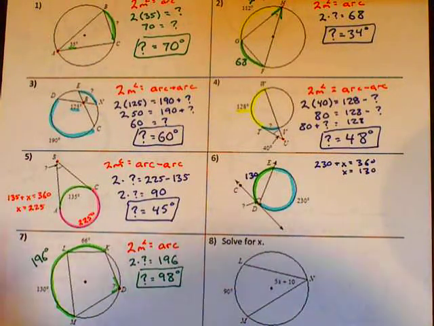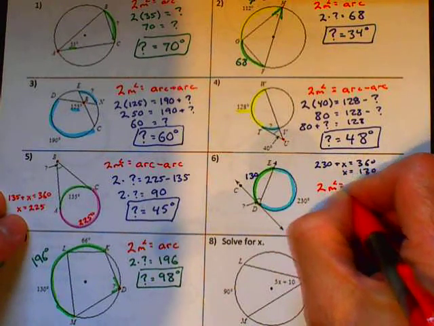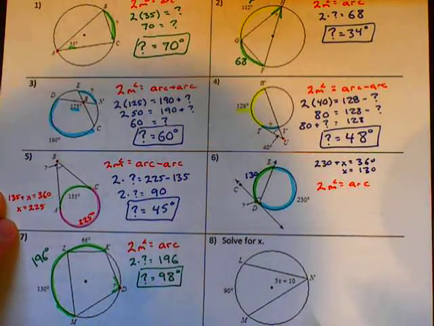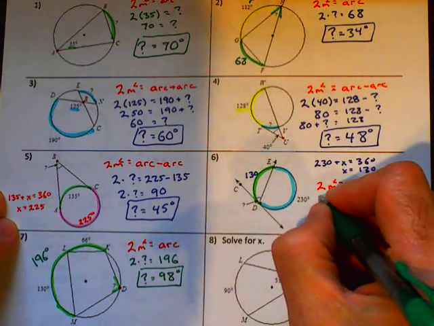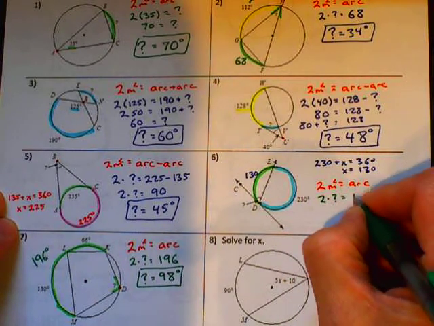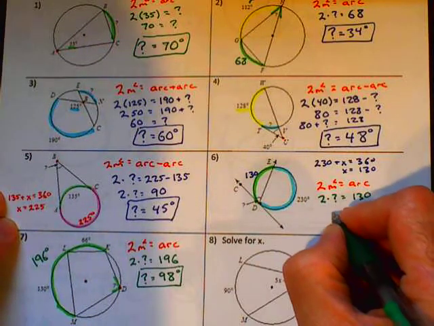Now we can go ahead and we have an intercepted arc. 2 times the angle measure equals the arc. So I go ahead and plug that in, and I get 2 times question mark equals 130. So question mark must be 65.